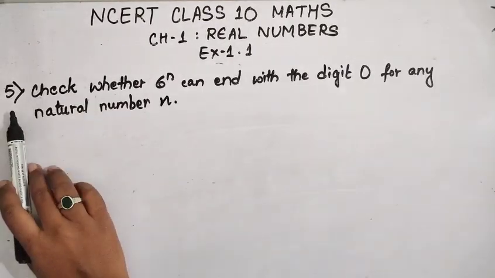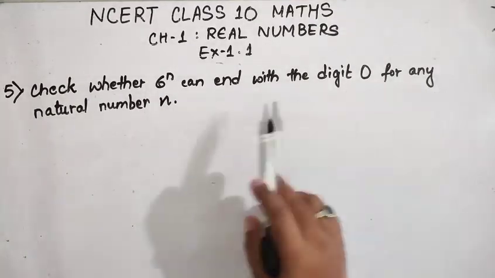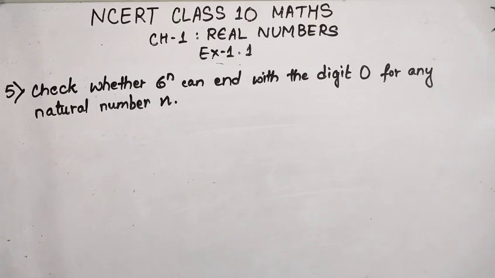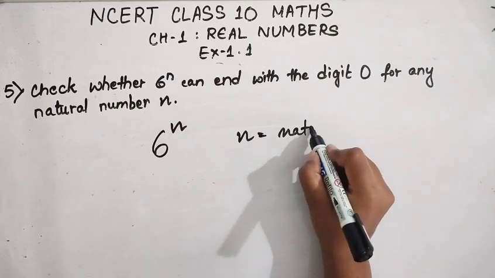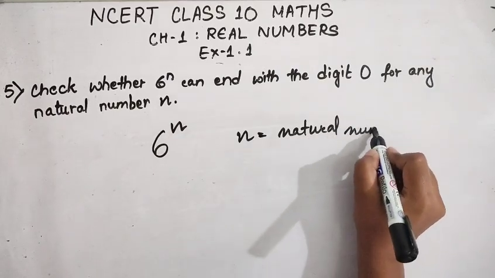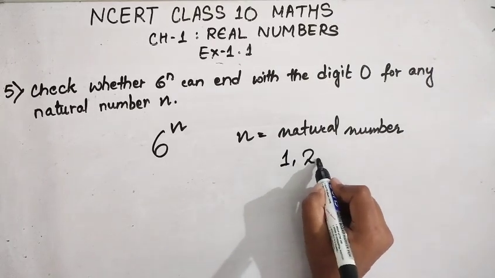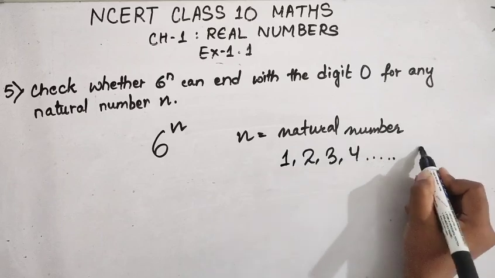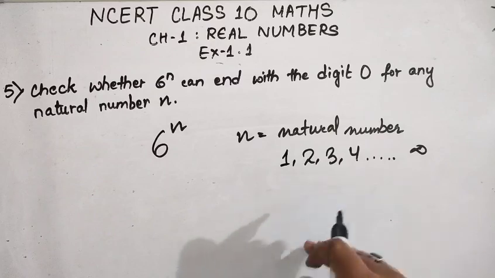Now over here we have question number 5. Check whether 6 to the power n can end with the digit 0 for any natural number n. First of all, let us understand what the question says. It says we have to check whether 6 to the power n, where n is a natural number, can end with 0. We know natural numbers mean 1, 2, 3, 4 and so on till infinity. These are all the integers after 0.